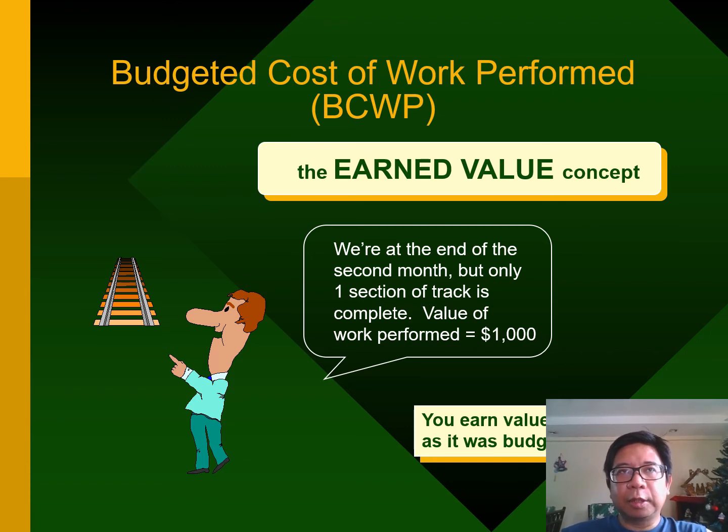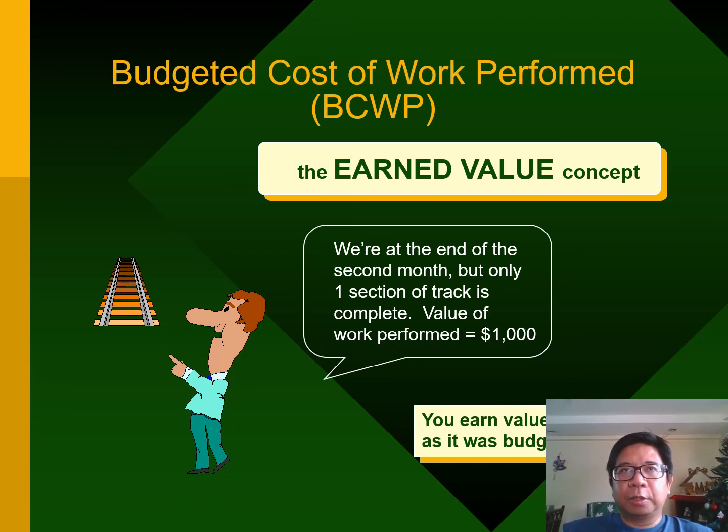Let's now go to the second term, which is the budgeted cost of the work that I perform. Now again, look at this in two terms. Budgeted cost of the work that I perform. The first one, budgeted cost, is all about the plan. The second one, the work performed, is what actually happened.